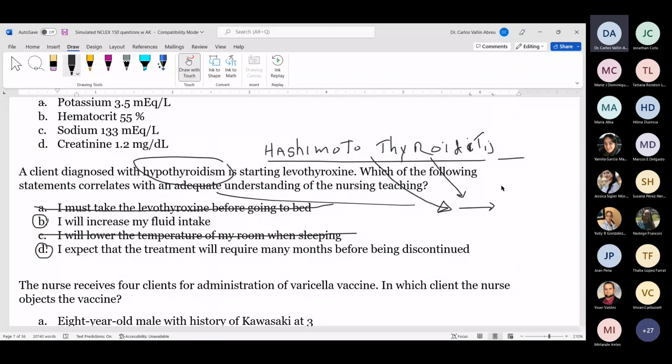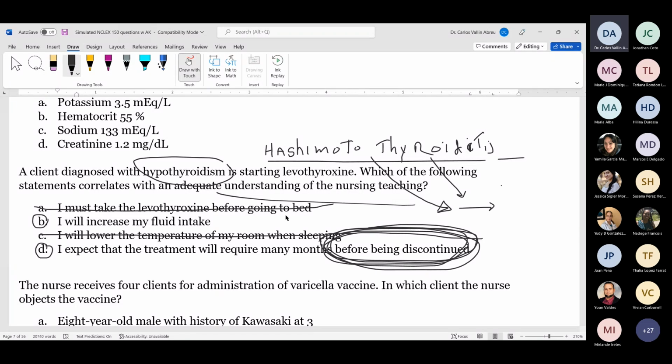Okay, is this reversible? Can it be cured? No. Is the treatment of hypothyroidism usually a lifelong treatment? Yes. So the option saying before being discontinued is disqualified. Make sense? So we need to read until the end.